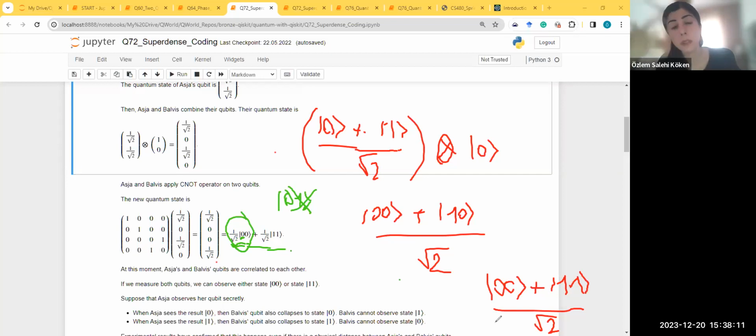Actually, Balvis' qubit is also collapsed because after Asya makes the measurement, with probability 1 it will be in that state. It's no longer in superposition of 0 and 1.